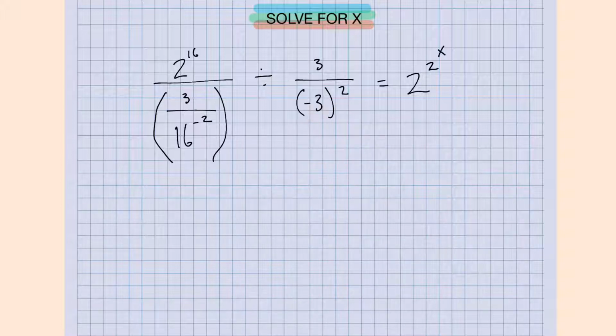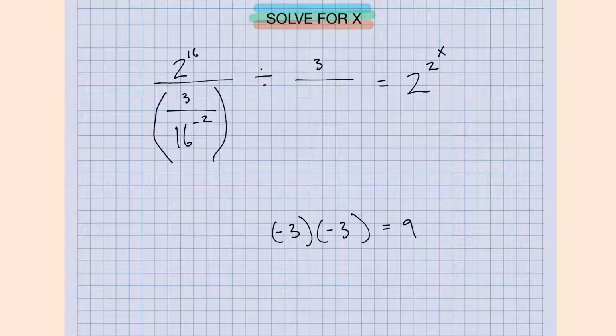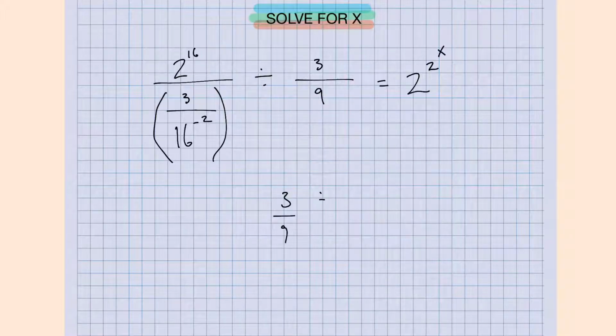this -3 squared. Okay, so that's just basically saying -3 times -3, and we know that gives us a +9. So what we could do is we could just erase this here and replace that with the number 9. And then you could see this fraction, 3/9. We could reduce that. Okay, 3/9 reduces. We could divide by 3 in the top and the bottom, and we get 1/3. So instead of 3/9, we now have 1/3.